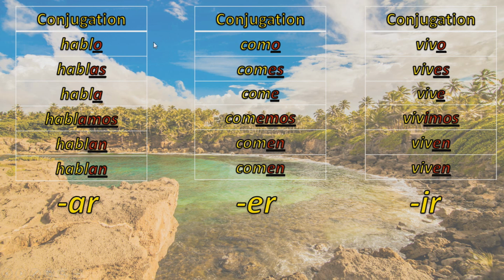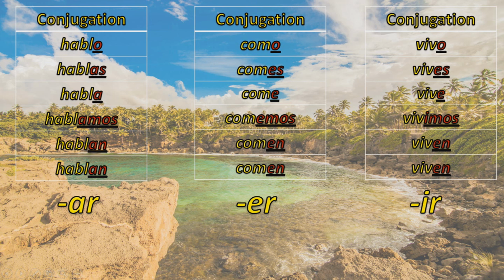In the case of tú, in the first group I replace it with AS. But in the second group and in the third group, I write the same ending, ES. All right, guys? Also for usted, ella, and él, it happens the same. For the infinitive AR, I replace it with the letter A. But for the other two groups, I replace them both with the letter E.